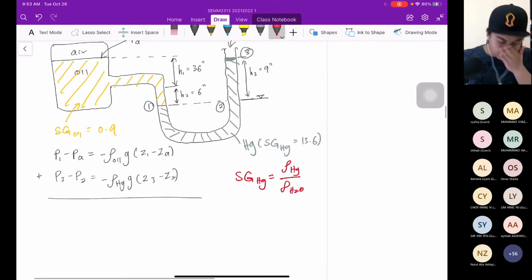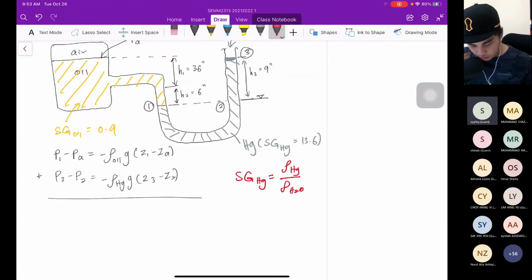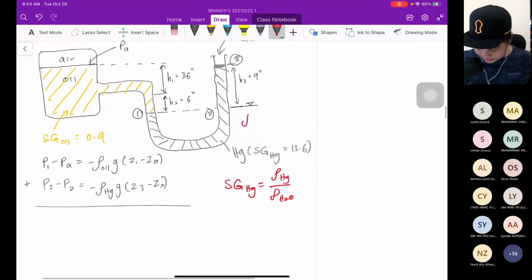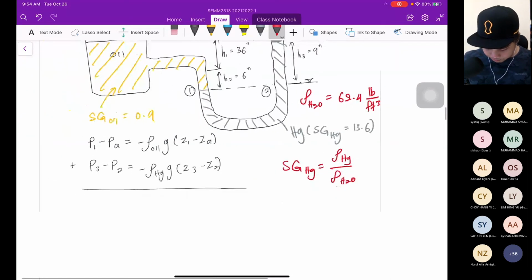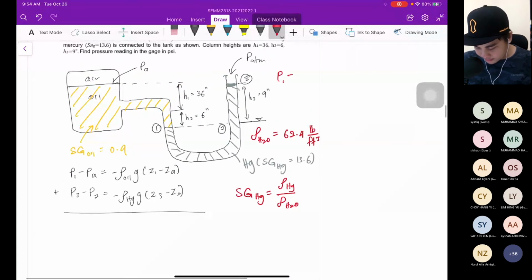Okay. You must know the rho of water in imperial or in the English unit, which is 62.4 pound per feet cubed. This is standard. When it is not given, you must know 62.4 pound per feet cube. Alright. So P1 and P2 is the same. P1 is the same as P2. Can we cancel? Yes, P1 cancels with P2.